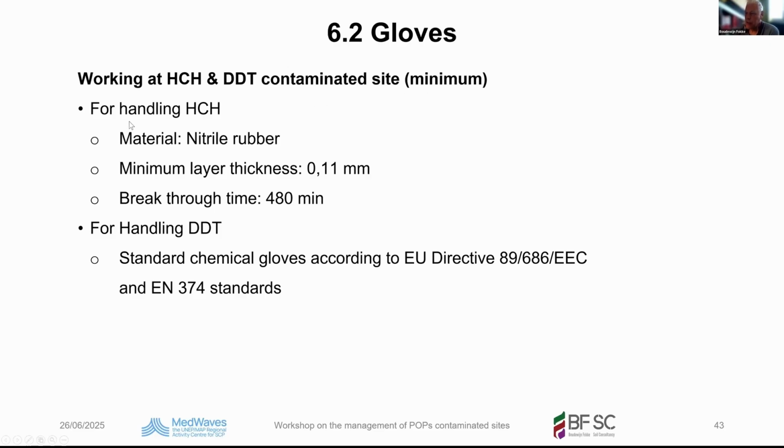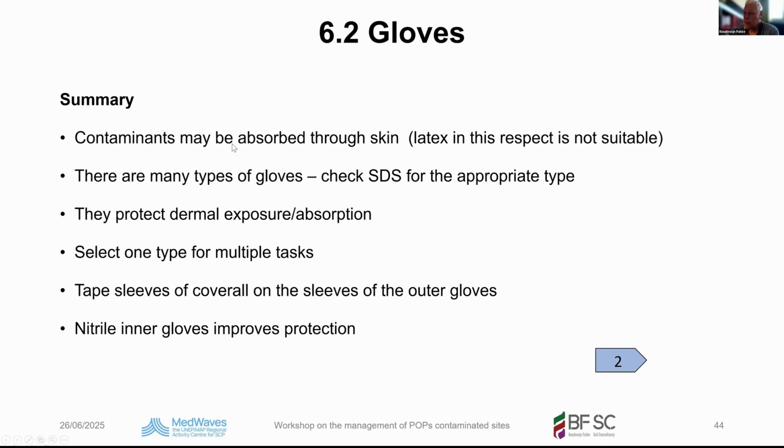The minimum for handling HCH is neutral gloves. The maximum layer thickness should be 0.11, with a breakthrough time of 480 minutes. For handling DDT, standard chemical gloves, this type. All the gloves also have their types and coding in accordance with the EU directives. Summary of gloves: contaminants may be absorbed through the skin. Latex in this respect is not suitable. There are many types of gloves. Check the safety data sheet for the appropriate type. They protect against dermal exposure and absorption.